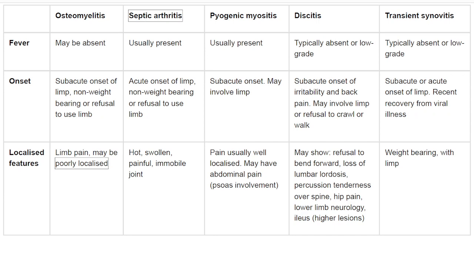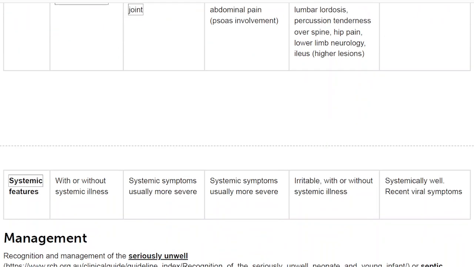Septic arthritis. Fever usually present. Onset: acute onset of limp, non-weight bearing, or refusal to use limb. Localized features: hot, swollen, painful joint. Systemic features: systemic symptoms, usually more severe.